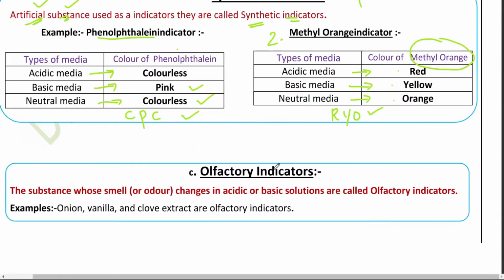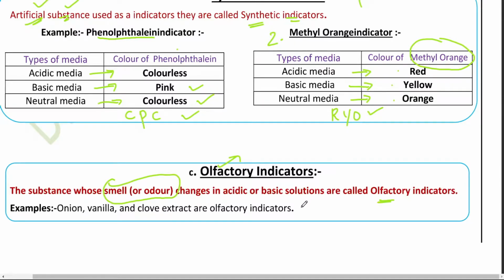Now next, olfactory indicators. The name itself suggests that it is something with regard to smell. Okay, so substances whose smell or odor changes in acidic or basic solutions are called olfactory indicators. So if the smell or the odor changes in the presence of acidic or basic substances, those kinds of indicators are called olfactory indicators. Examples: onion, vanilla, and clove extract.